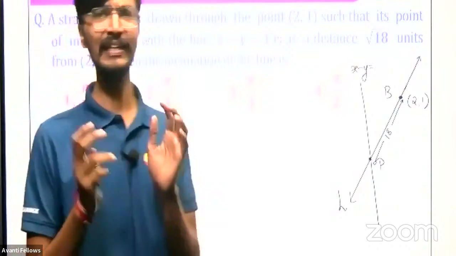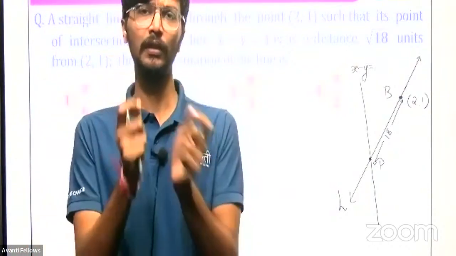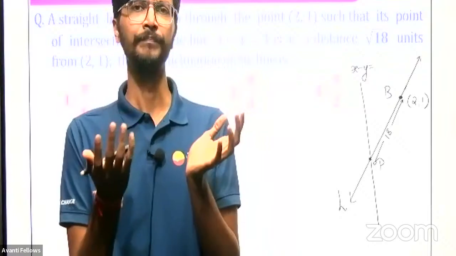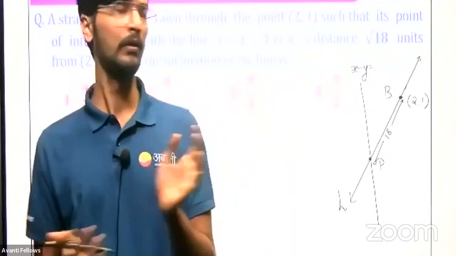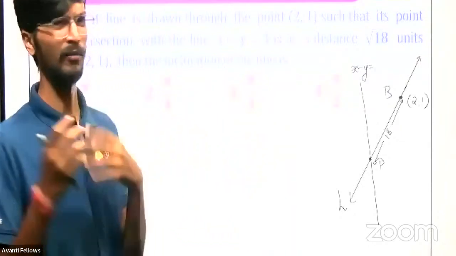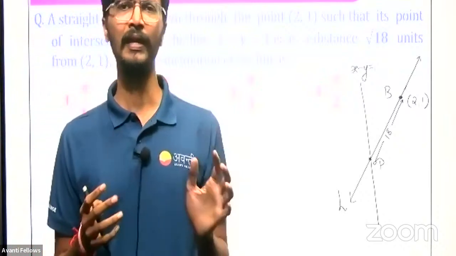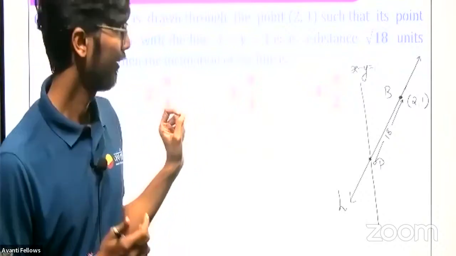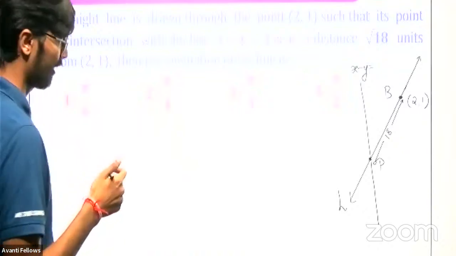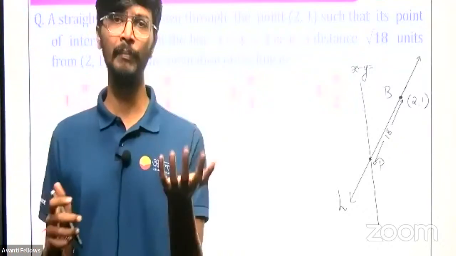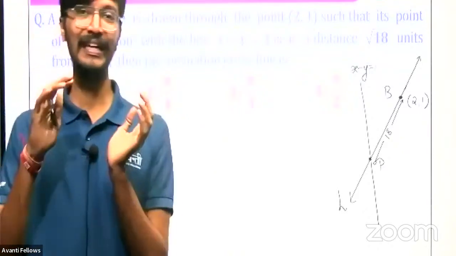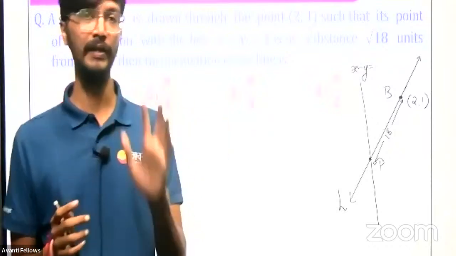So in such cases it is best to use the symmetric form of a straight line, I guess. Correct? So here let us use that. What is the symmetric form of a straight line, or you must know it as parametric form also. So this is a classic example of when to use parametric form.